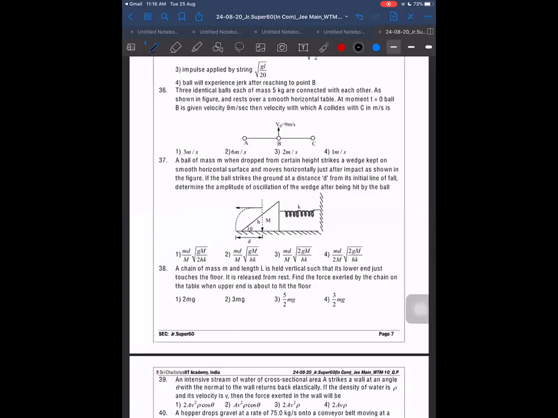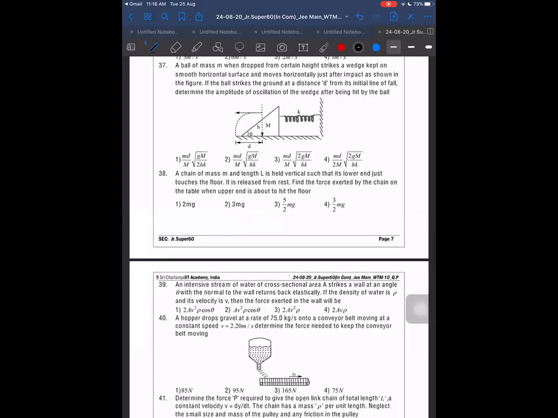Okay, then 36, physics, no doubts. Is the screen moving or not? Moving, sir. 37, okay. 38. No, sir. 37, sir.